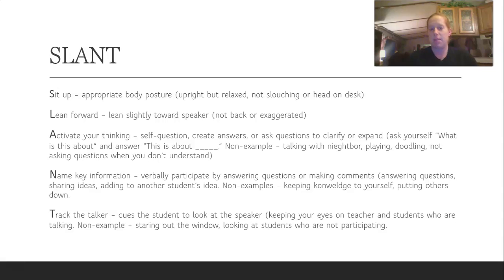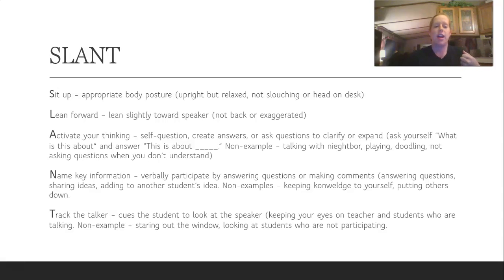The N is for name key information. So you verbally participate by answering questions or by making comments. So you answer questions the teacher or students ask, you share ideas, or you can add to another student's question or comment or idea. Some non-examples would be keeping your own knowledge to yourself, not commenting, not sharing or expanding, or putting other people down who are trying to help the class or comment or expand on an idea.